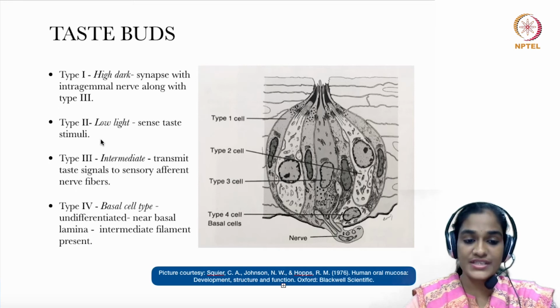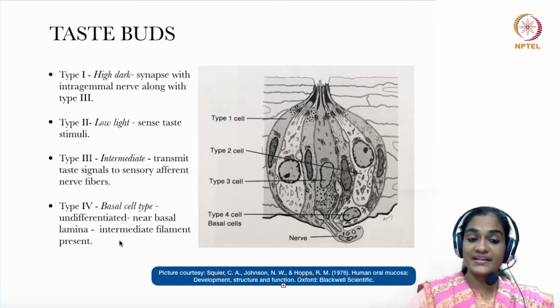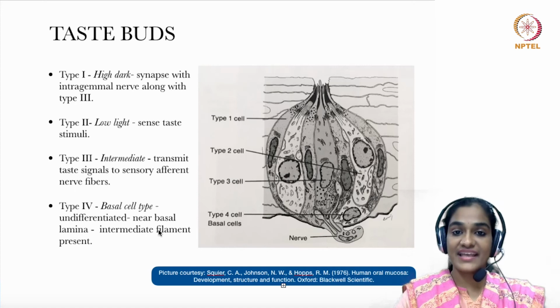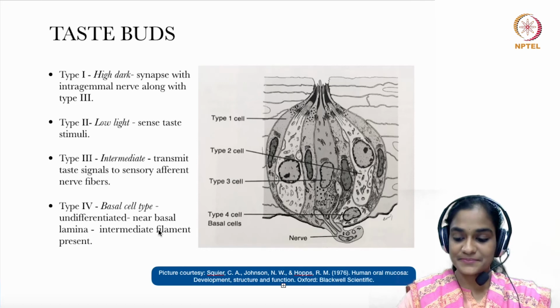The type 4 cells are undifferentiated cells which are present near the basal lamina, which contain the intermediate filament, and they are said to be derived from the surrounding epithelial cells. These cells, when need occurs, differentiate into the taste receptor cells.